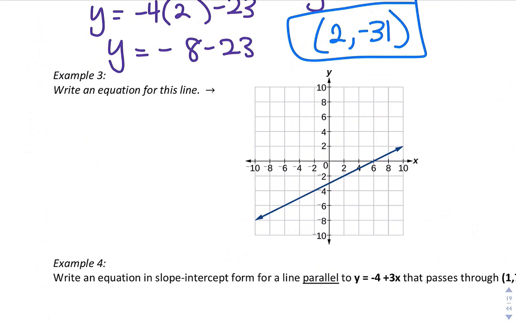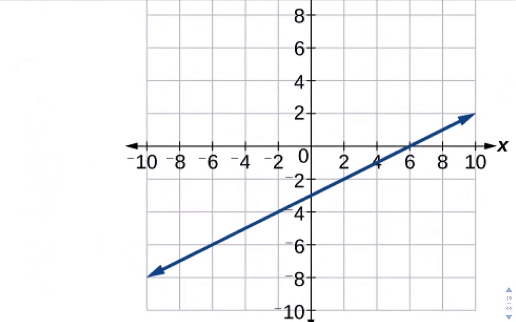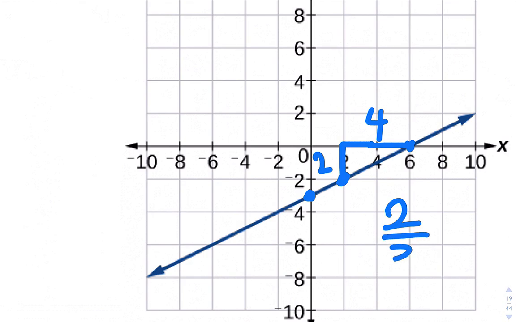Here's the next example. Write the equation of the line. Again, we need two things, slope and y-intercept. The y-intercept looks like it's at -3. To find the slope, I'm going to pick any 2 points and count rise over run. So this goes up 2, notice the scale of the graph, over 2, 4. So our slope is 2 over 4. Oops, 2 over 3. Right, there's your slope.